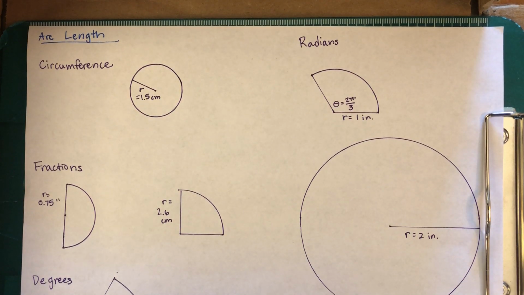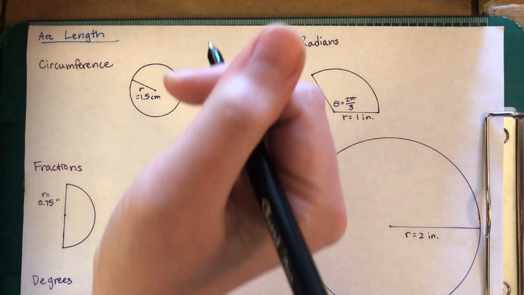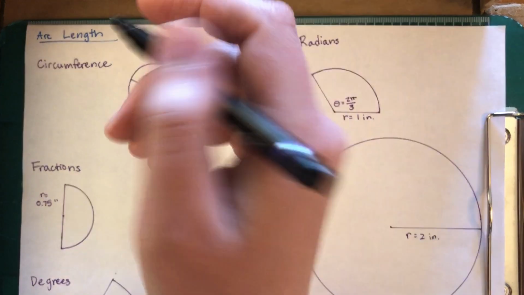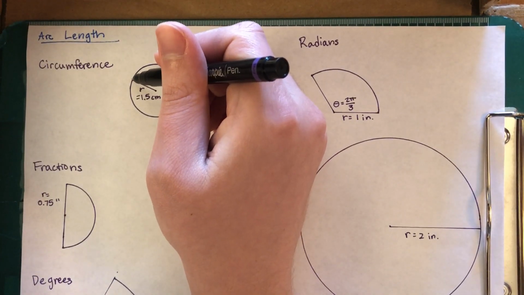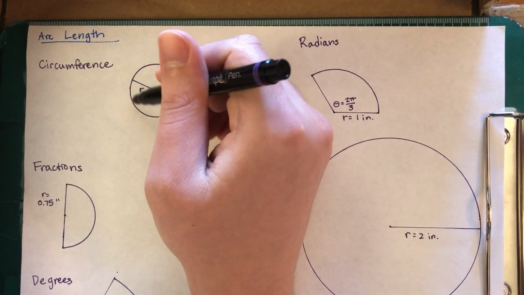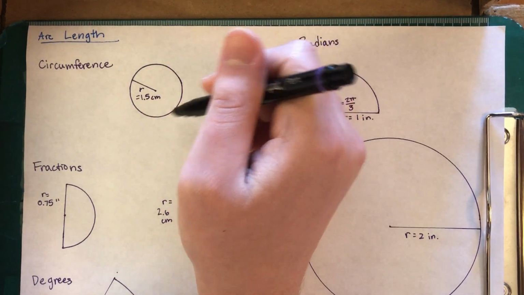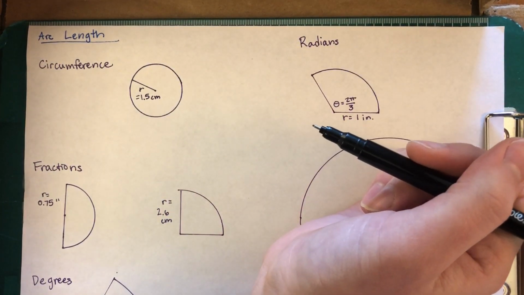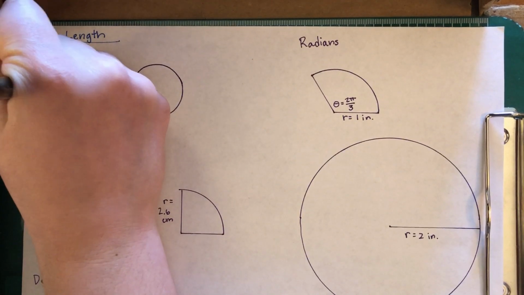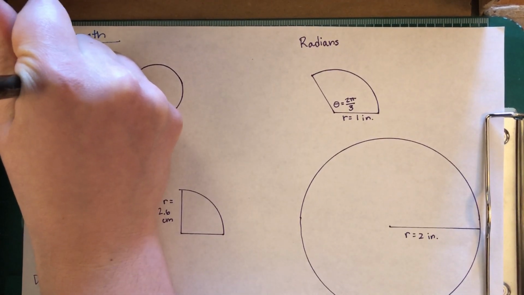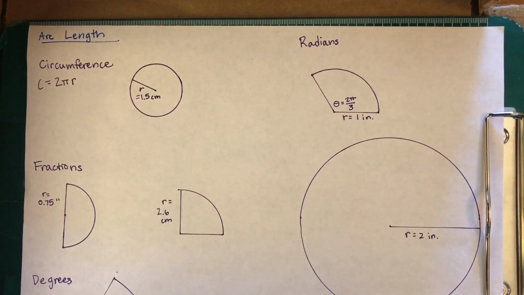Okay, let's talk about arc length. So you probably know that the circumference of a circle, meaning the length of this curve as we go around the circle once, is 2 pi times the radius.